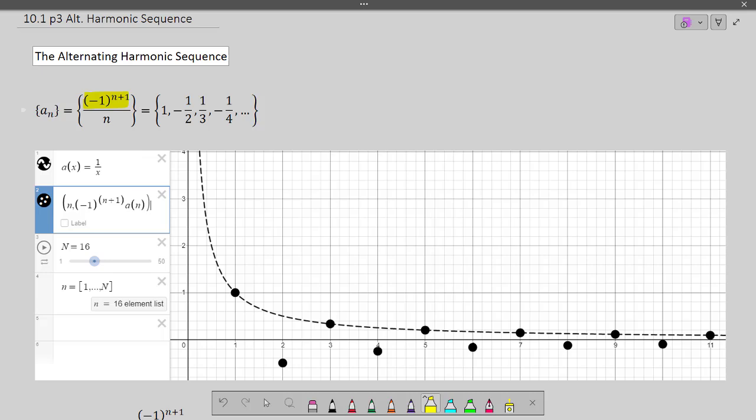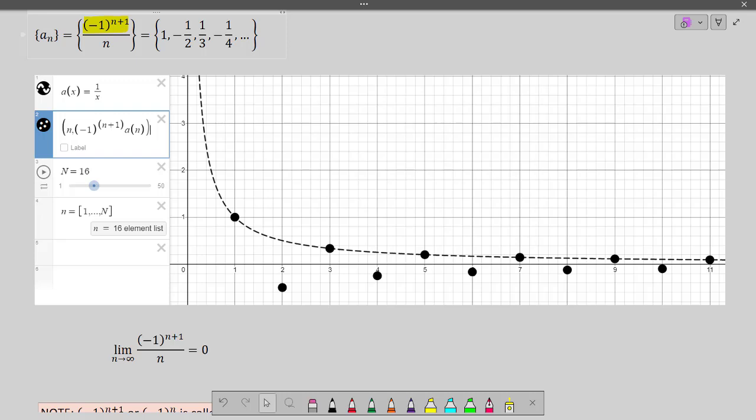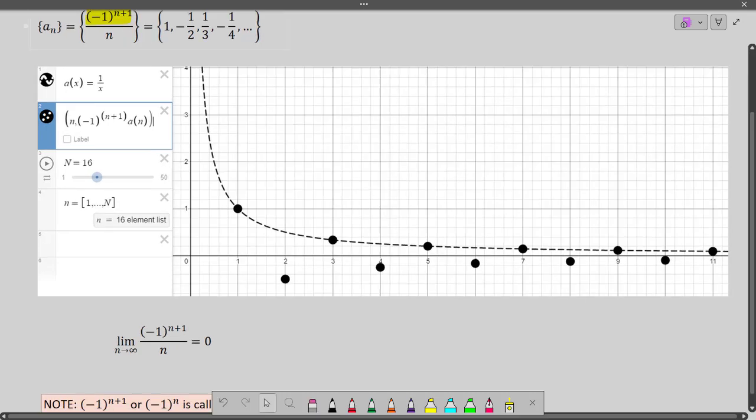So there's what the alternating harmonic looks like. Again, there's our 1 over x as the dashed, and then I built the bouncing function. We can still see that the limit is 0. The terms are still getting closer and closer to a single y value, 0. So we're getting arbitrarily close to 0. So we say that the limit is 0.